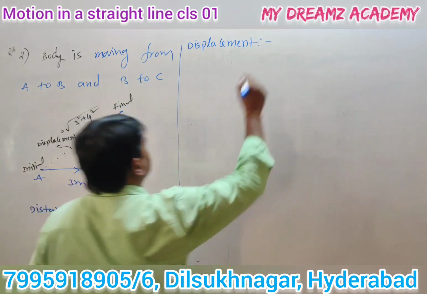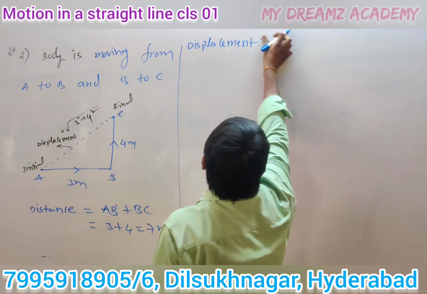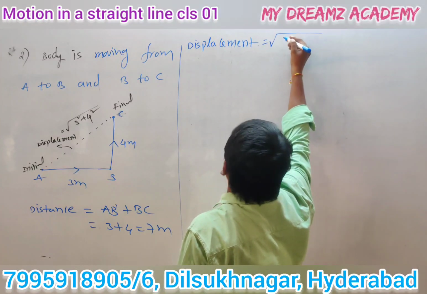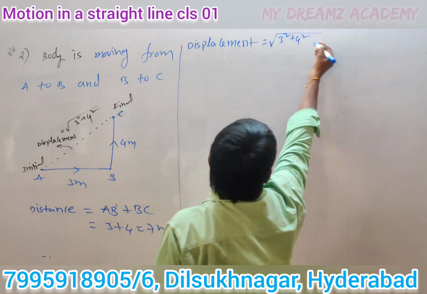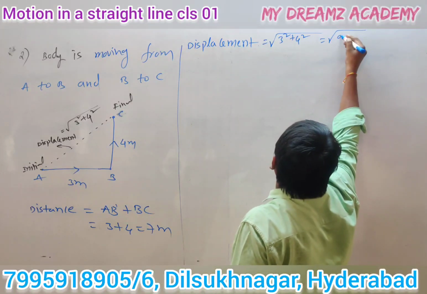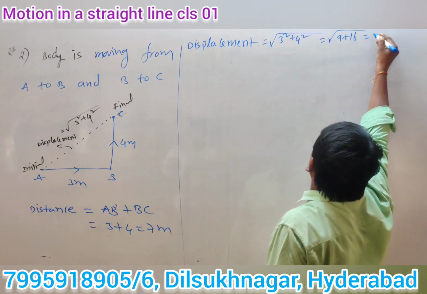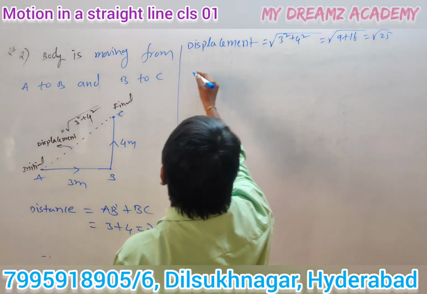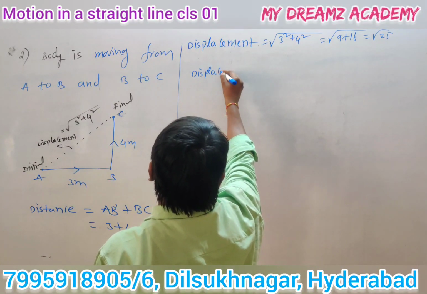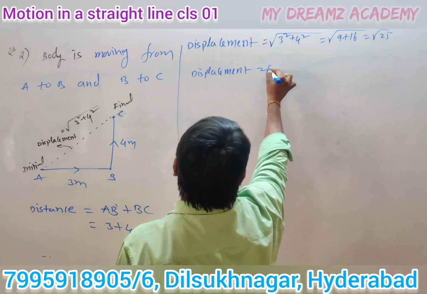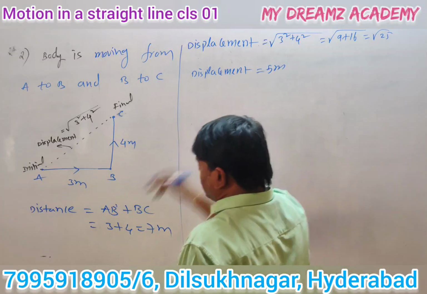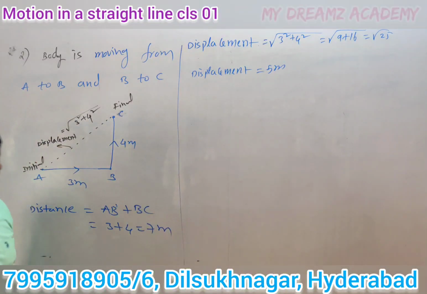So displacement equals the square root of 3 squared plus 4 squared. So how much will we get? Root 9 plus 16, that is root 25. The displacement is 5 meters. What is the distance covered by the body? Distance is 7 meters and the displacement is 5 meters.